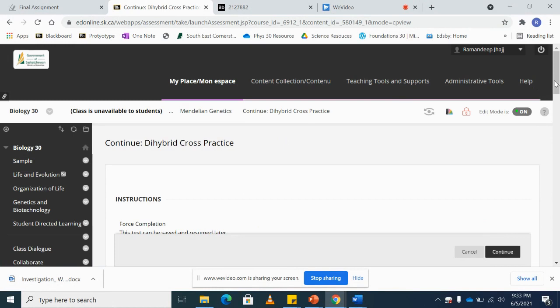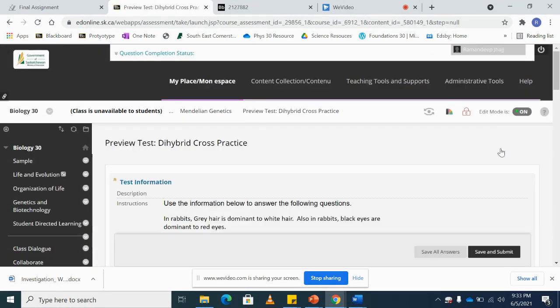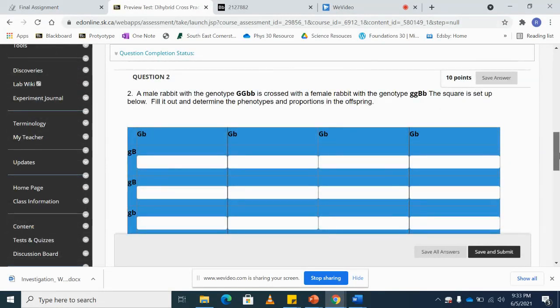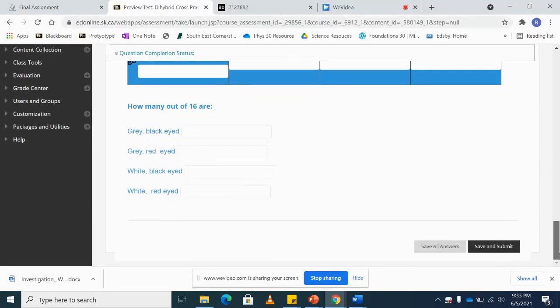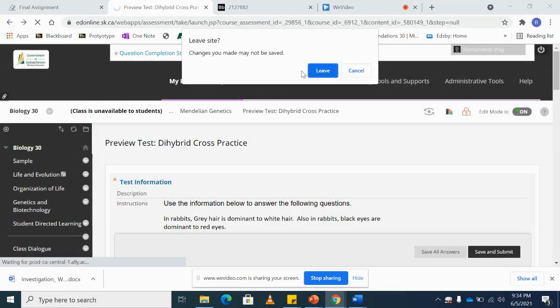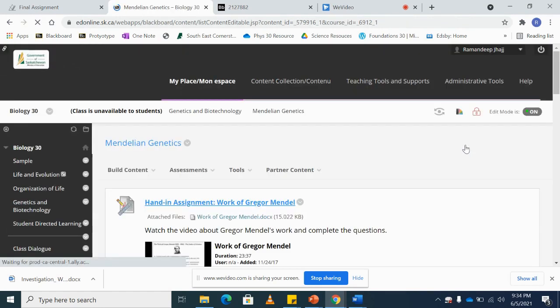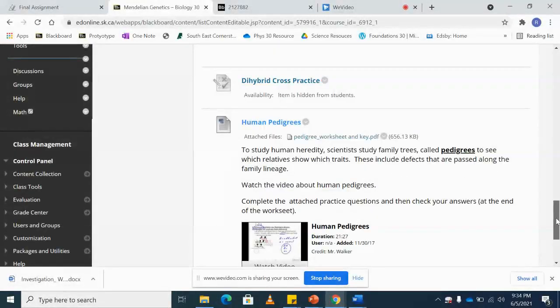Again, these questions are not going to be for marks. This is for me to just collect formative assessment data to see where a student is at. So again, same kind of idea as monohybrid crosses. They will fill in answers, and then when they submit in the end, they will have answers for those questions as well. So after they are done learning about dihybrid crosses, they will move on to the next section, which is going to be about human pedigrees.